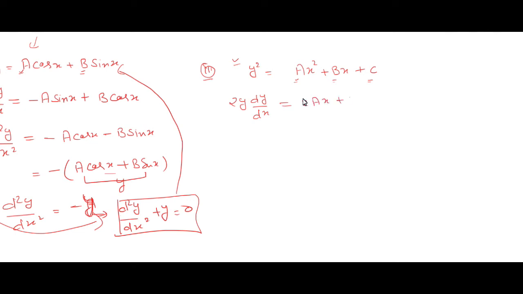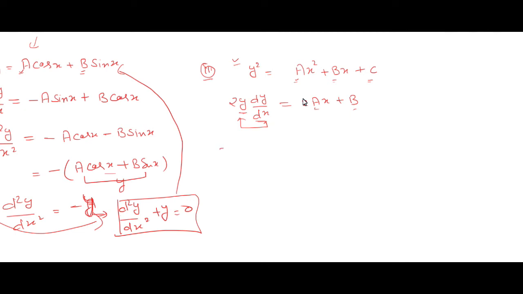So first you will differentiate the whole equation, and you will get 2y into dy by dx equal to 2ax plus b. Now we again have two coefficients a and b, and we must remove these two coefficients a and b. So we will again differentiate this equation. If we differentiate this equation, we have two functions, one y and another dy by dx.